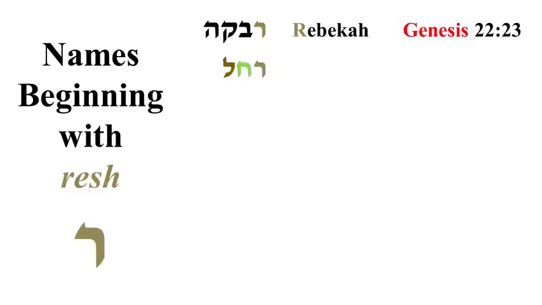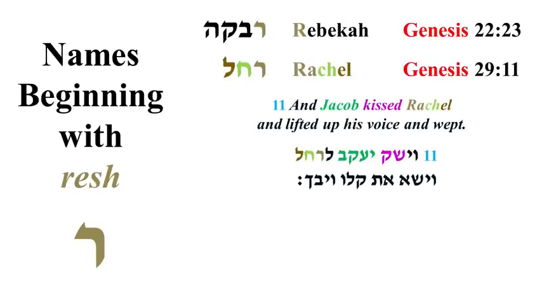Resh, Chet, Lamed. Rachel. In Genesis 29:11, and Jacob kissed Rachel, and lifted up his voice and wept. Notice her name is not Rachel, it's Rachel. It's a chet in there, okay, which is the hard K sound. We in the English-speaking world often call her Rachel, but it's not.